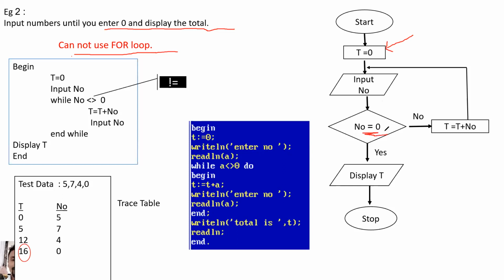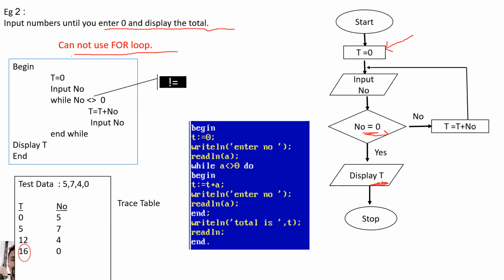If it is no, that means if I don't enter 0, that program should work. So it is going this side, the no side. Then t equals t plus number. That means whatever number you enter will be added to that variable called t. Then again taking another number, checking whether it's equal to 0. If it is no, adding that number like that. When it is 0, if it is yes, display the total.